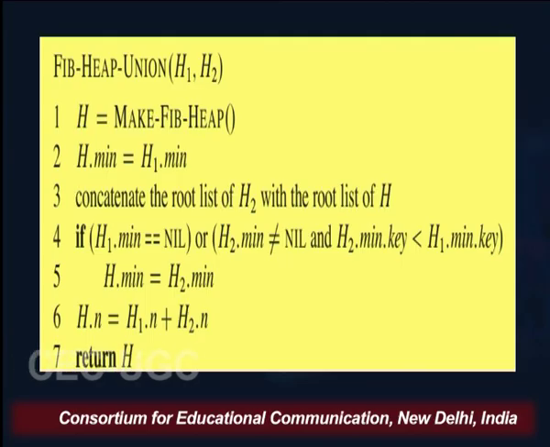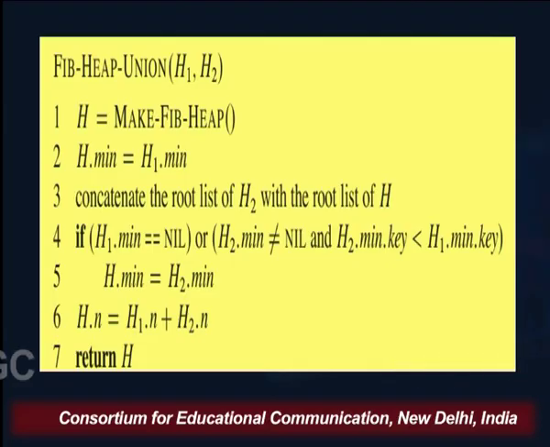For this we can say h.n is equal to h1.n plus h2.n, and finally we need to return that object, which is the new union object h, the union of h1 and h2, and that is return h. So this was basically an algorithm for how to go about uniting two heaps.